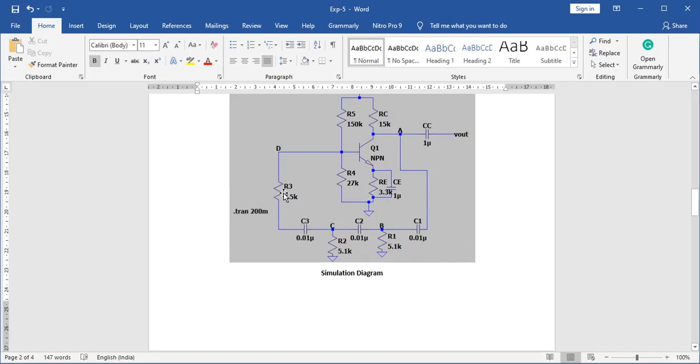The BJT does not have infinite input impedance, so taking the parallel combination with the input resistance, you get R3 as 7.5K. Then R1 and R2 are 5.1K, and C1 equals C2 equals C3 equals 0.01 microfarad. The collector resistor is 15K, the emitter resistor is 3.3K, resistor R4 is 27K, and R5 is 150K. These two form the potential divider.